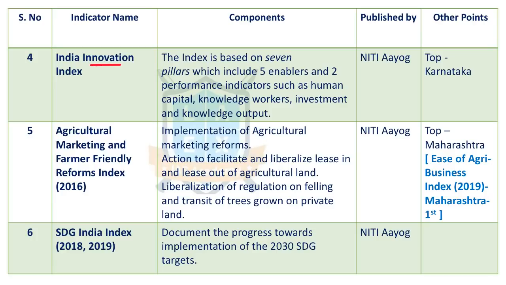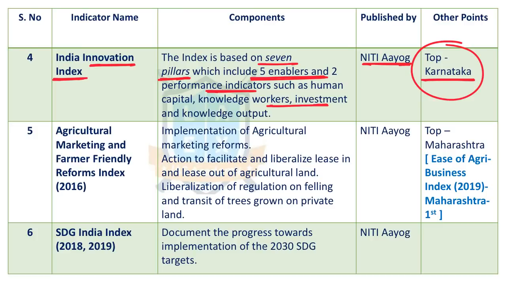Next important index is India Innovation Index. India Innovation Index is based on 7 pillars. We have read about these 7 pillars. While calculating Global Innovation Index, we said WIPO takes into account the 7 pillars. Same 7 pillars are taken into account, and out of them 5 are enablers and 2 are performance indicators, such as these things. And Niti Aayog releases this index in India. Karnataka is the top performing state in India Innovation Index 2019.